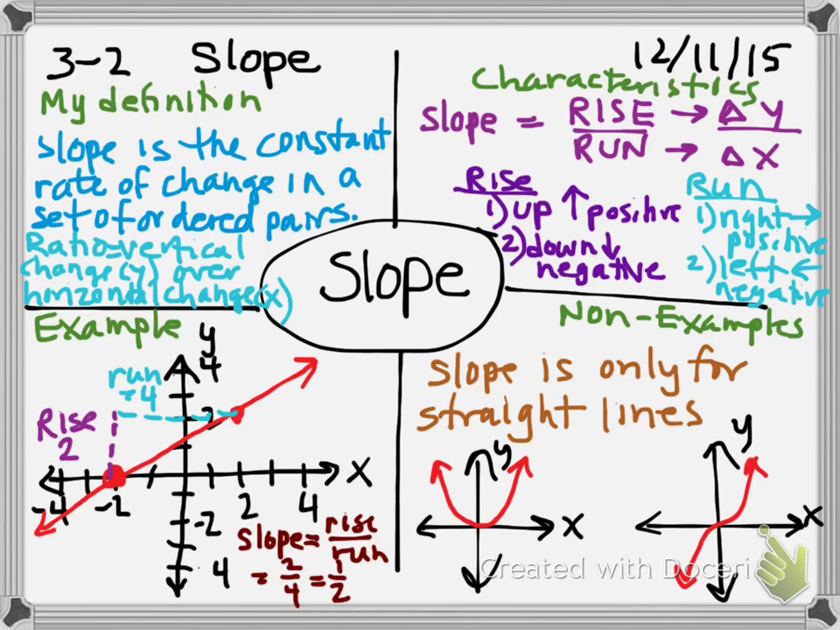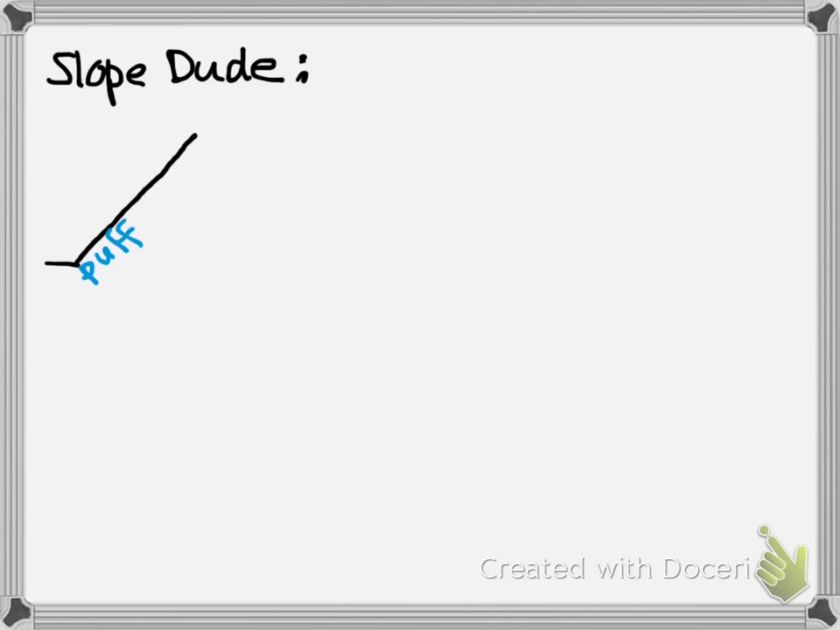Okay, now what the slope dude just explained to us is that there are 4 different answers you can possibly get for slope. Okay, so let's reiterate what the slope dude told us. He said you would start off and you would go puff, puff, positive, right? Okay. So that portion of the trip, that is a positive slope.